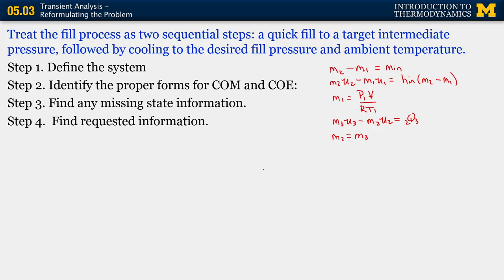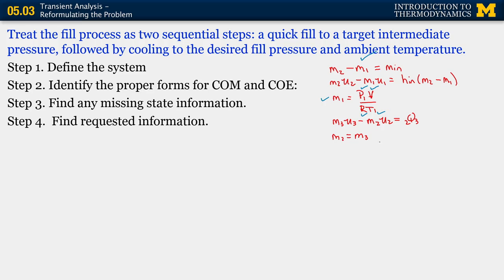Okay, and now let's go ahead and sort through what we know and what we don't know. And to do that, I'm going to change our colors here so we can kind of highlight what we know and what we don't. Okay, so we know the mass at the initial state because, again, we have the ideal gas relationship here. We know the mass at the final state because we've defined again, that it has to be at ambient temperature and the final fill pressure. So this is known, this is known, this is known, this is known. Hence, the mass at state 1 is known.